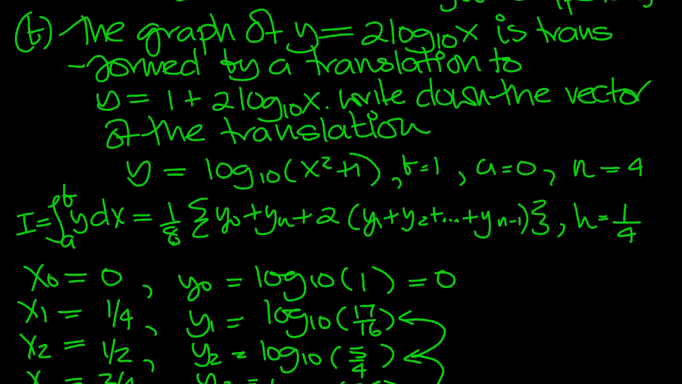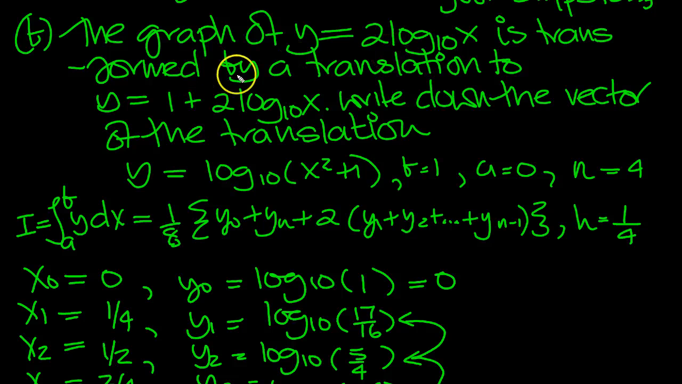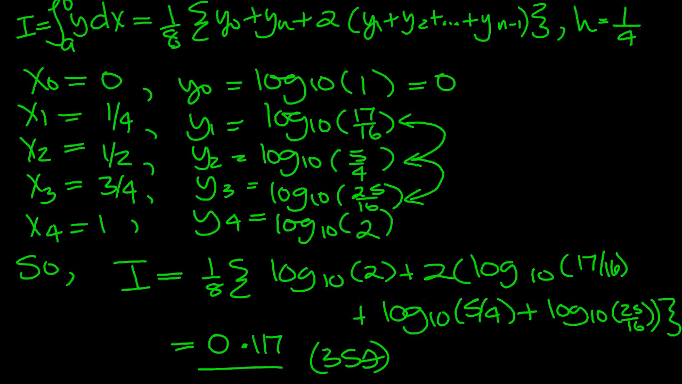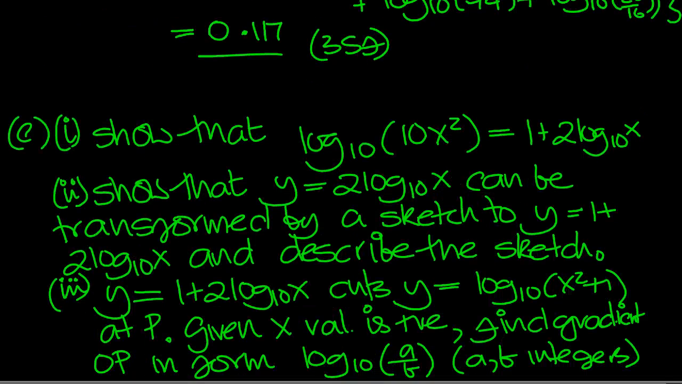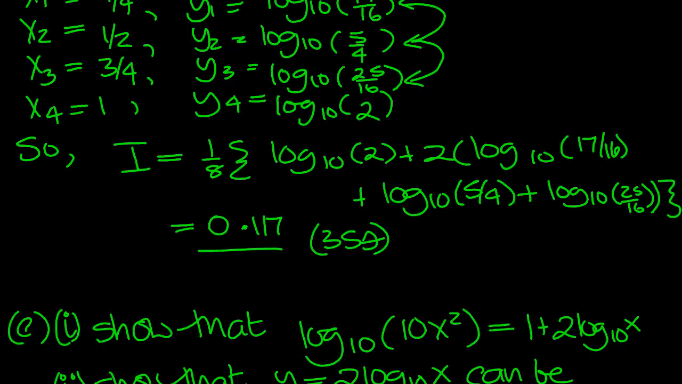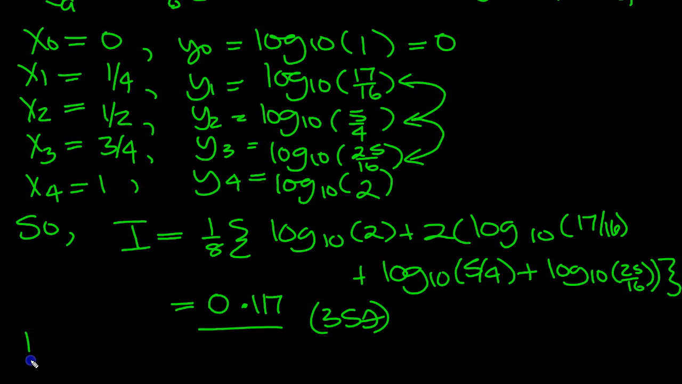And now part B. The graph of this is transformed by a translation to this. Write down the vector of the translation. Well, the y value is just increased by 1, isn't it? Because this is identical to the above with a +1. So we just have to write down the vector. So part B. So our vector is 0 in x, move vertically upwards 1 in the y direction. There's our vector then.